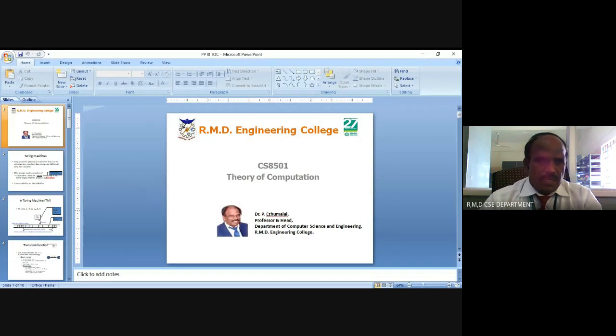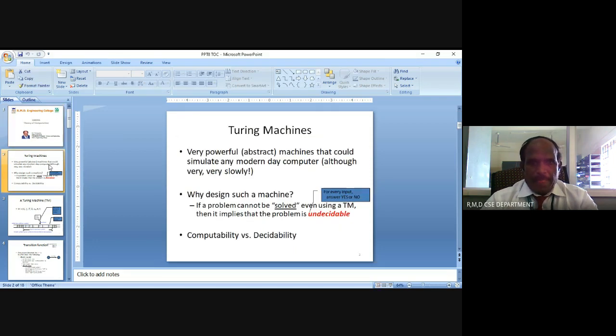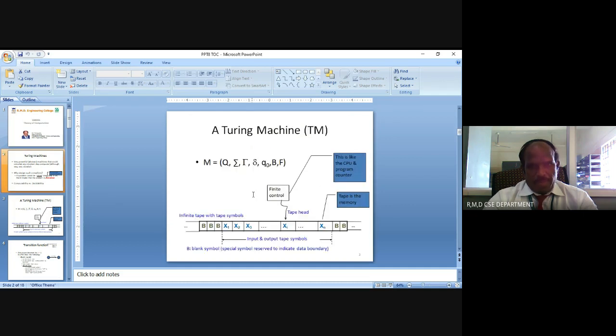Today, let us see Turing machines, our eighth topic of the theory of computation. So, what is a Turing machine? How is the Turing machine working? Let us see that. The Turing machine is a very powerful machine that can simulate a modern-day computer. Why design such a machine? If a problem cannot be solved using a Turing machine, then it implies that the problem is undecidable. This is called computability versus decidability.